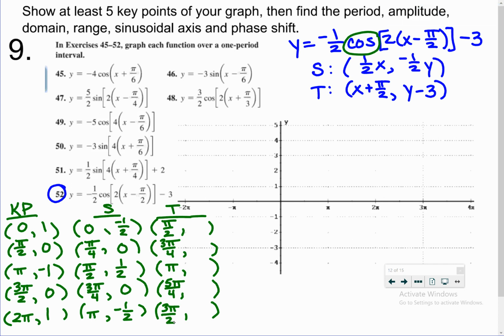All my y's, I need to subtract 3. Decimals are fine. -3.5 is going to be my first one. So subtract 3.